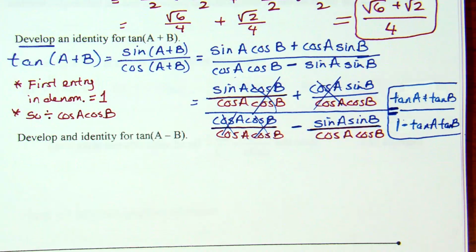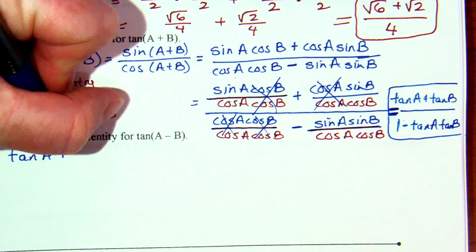Now, if you guys don't mind, I wasn't going to necessarily go through all of 4. What's 4 doing? Develop the identity for tangent A minus B. So what's the difference? Our signs basically change, right? So you would set it up the same way. Like if we were going to go through it, you would start off the same way in that tangent of A minus B, well, we know tangent would go to what?